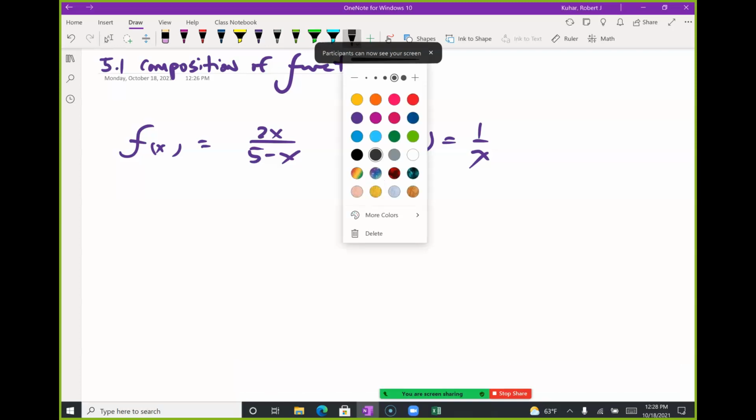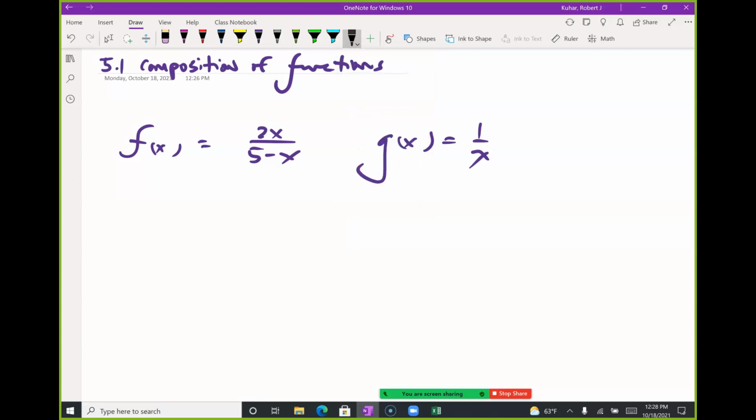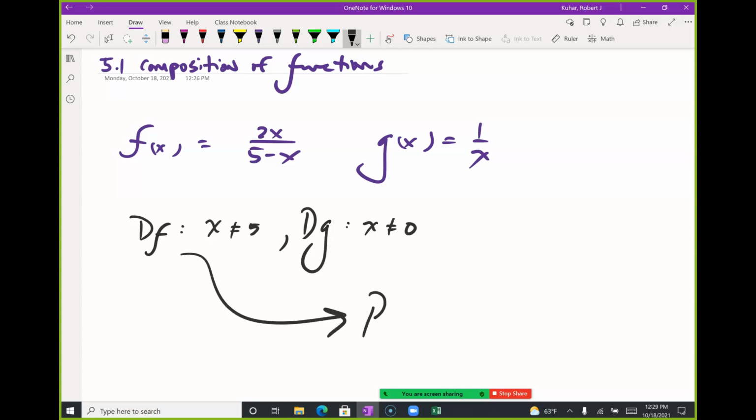So f of x is 2x over 5 minus x. g of x is 1 over x. What's the domain of f? Everything except 5. So x does not equal 5. Our domain of g is x does not equal 0. But this is leading us to the range of g, which should be y is not equal to 5.